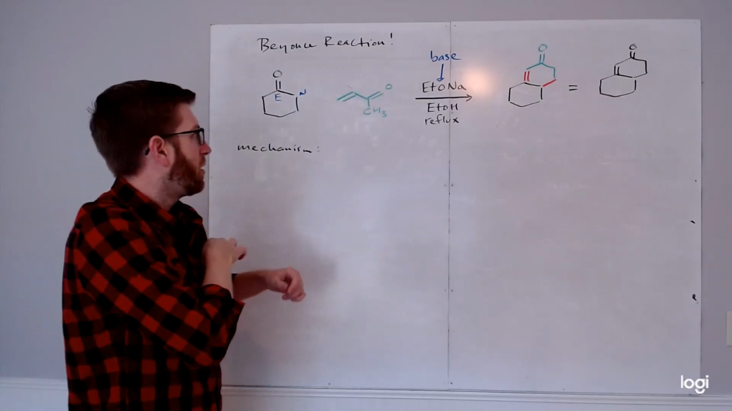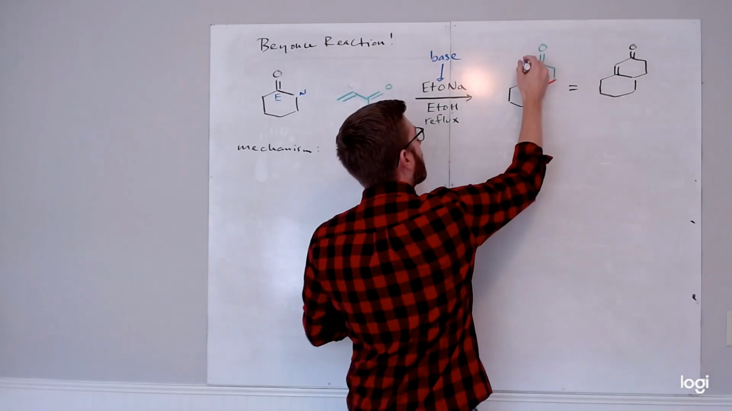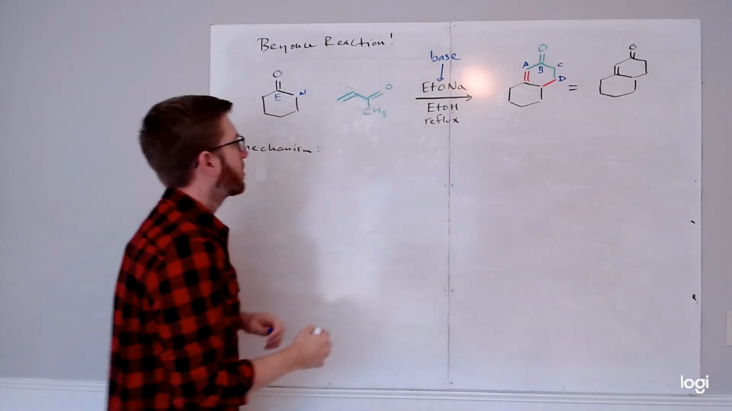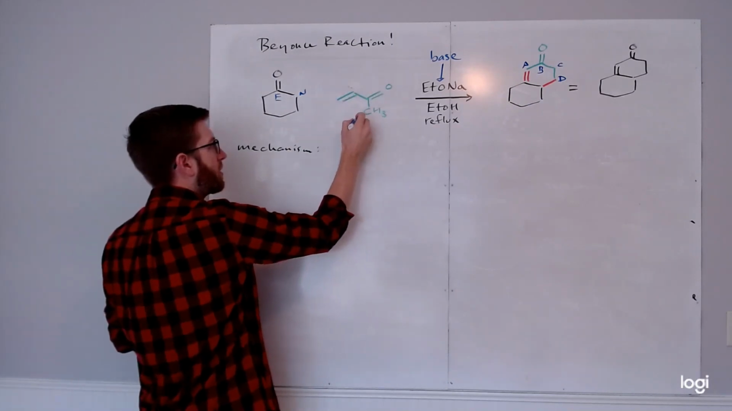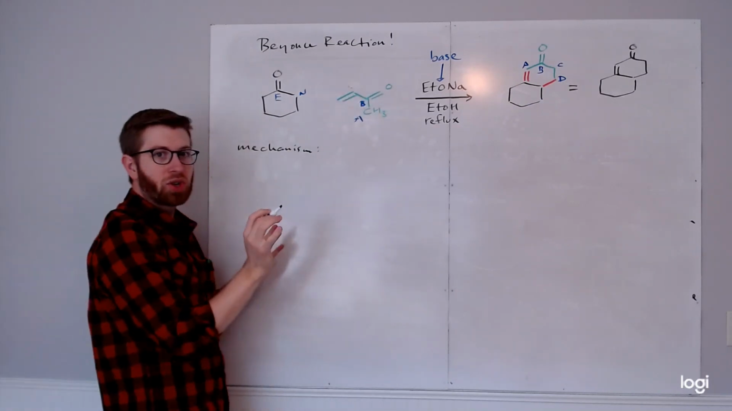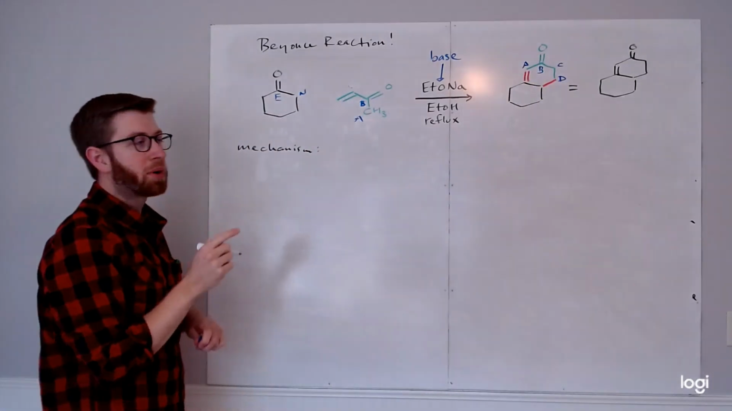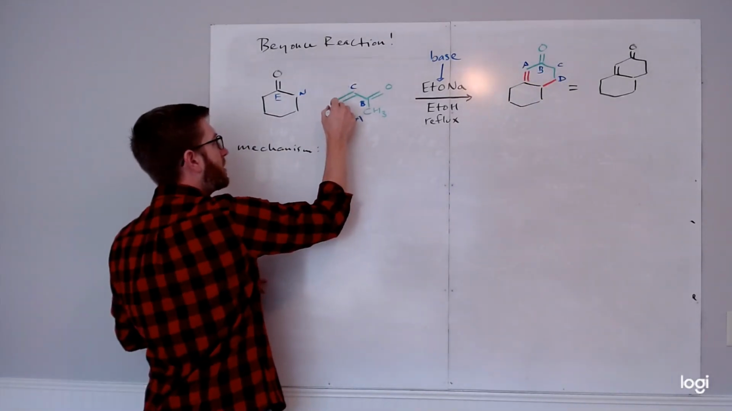So I'm going to call this carbon A, B, C, and D. And then I'll just put the same letters on my starting material. So A, B, good check is that B is a carbonyl in the starting material, and it's also a carbonyl in the product. And then C and D.